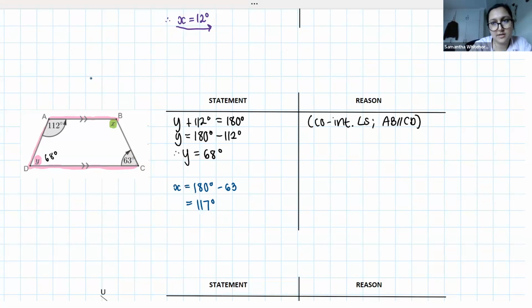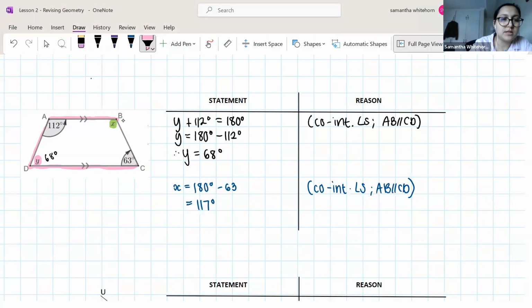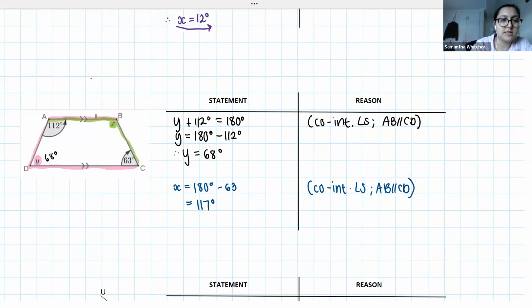It was co-interior. Perfect. Okay, so guys, again, to find X, you could use co-interior angles. Remember your AB parallel to CD. And so the U or the cup shape now is a little bit backwards. So here's now our cup shape. And so we've got our co-interior angles.